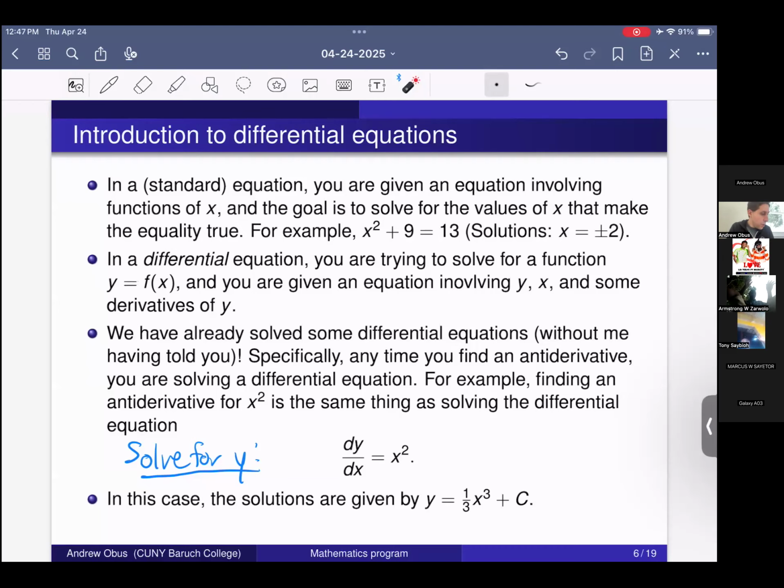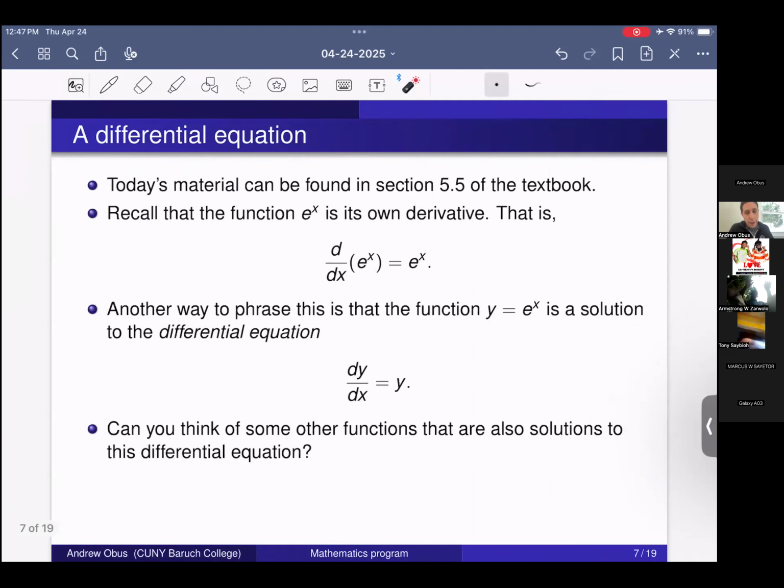Okay, so let's talk about a very useful differential equation that has lots of applications. If you want to follow in the textbook, today's material is all in section 5.5. So you can look at it there in 5.5.